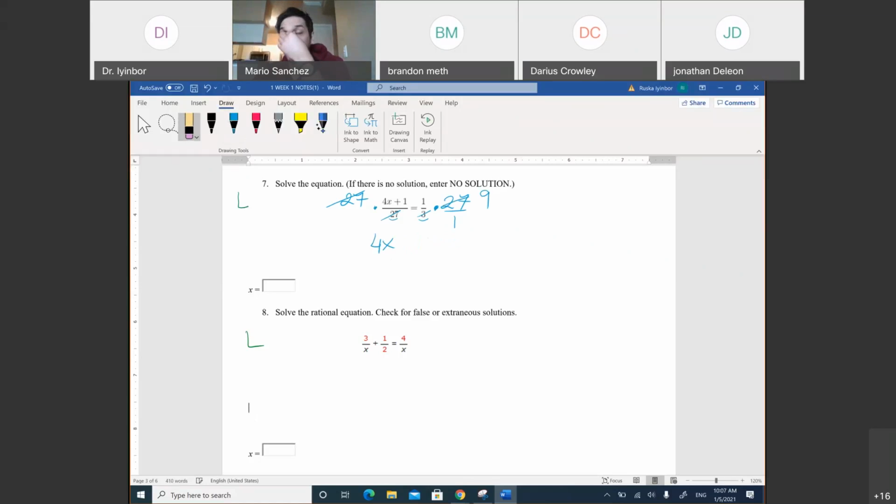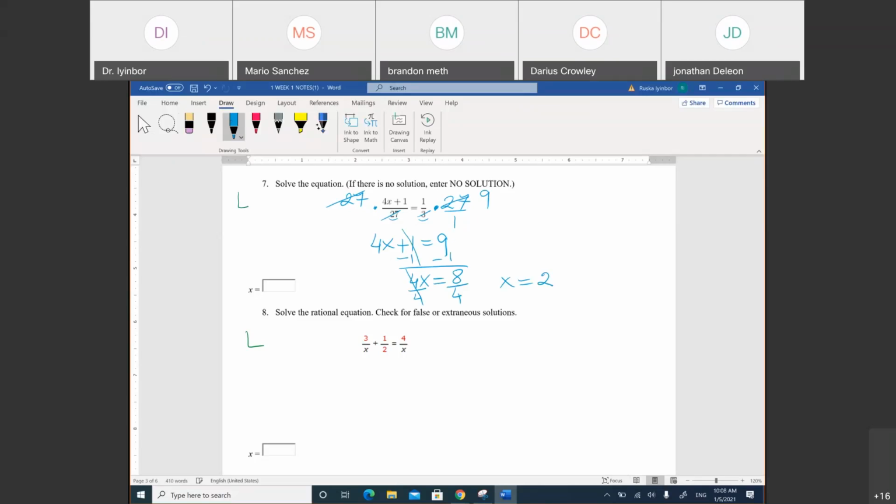Let me write it better. And then we have the equation. We're going to subtract 1 on both sides. And that's the correct order. You're going to subtract this, cancel. So you have 4x equals 8. And then you're going to divide by the number in front of x to get 1x by itself. So divided by 4. And that gives me x equals 2. And that's my answer, x equals 2.